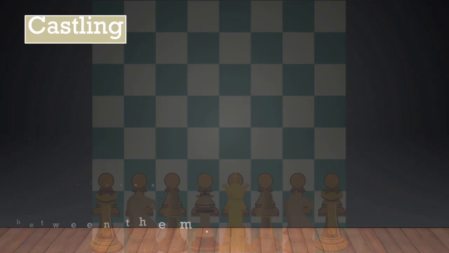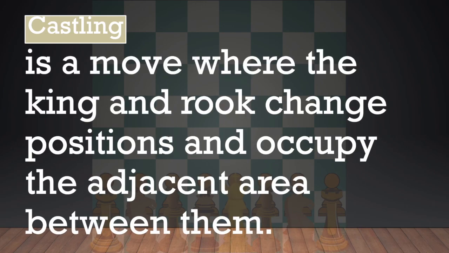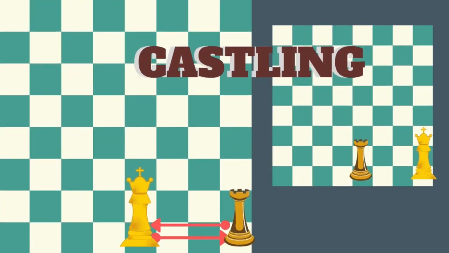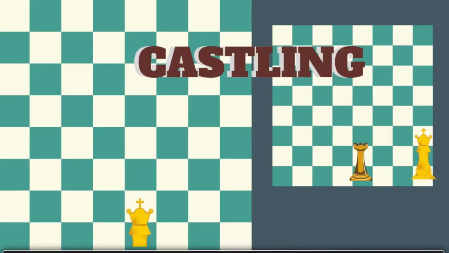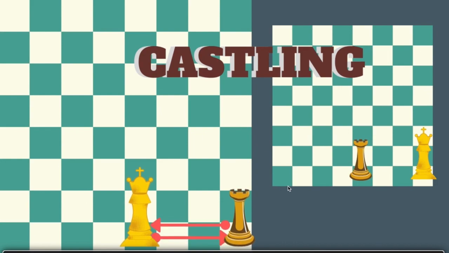Next is what we call castling. Castling is a move where the king and rook change positions and occupy the adjacent area between them. In this move, the rook moves to the place of the king, while the king moves to the side of the rook, in letter H, H1. In the next illustration, they were interchanged. That is what we call castling.